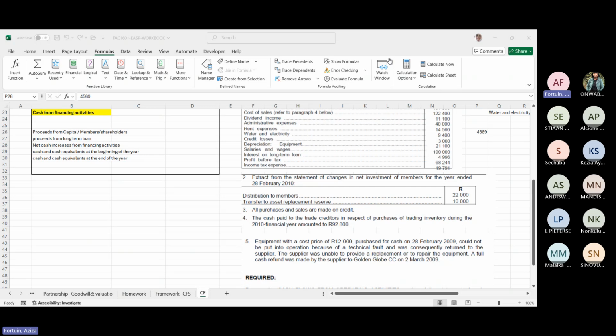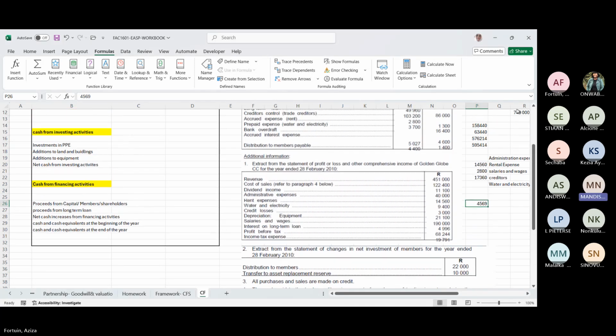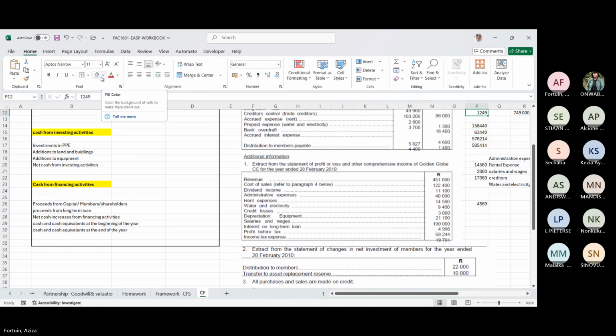Sorry, Mantisa. I think there was a typo. There was an errata to this. You see there where they say accrued interest expense here? There's nothing written there. So that accrued interest expense must be 1249. There was an errata issued. It must be 1249. I've just highlighted it here in column P. So work with that now. You see, that thing is empty there.